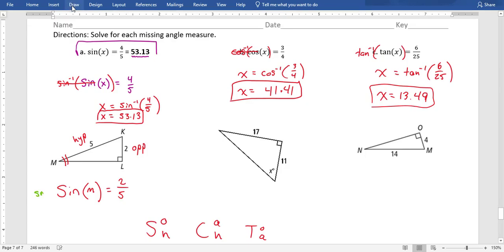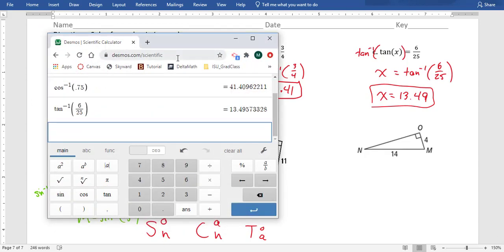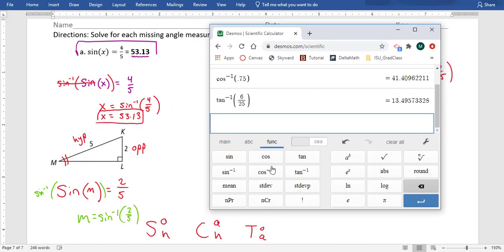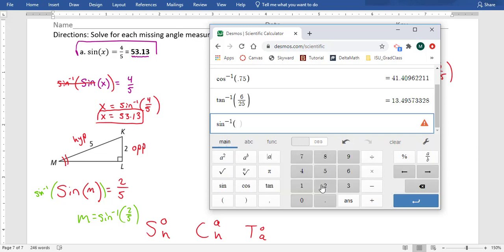Inverse sine. Okay, so I inverse sine both sides. And now I need to type in inverse sine of, let me bring up my calculator. Handy dandy Desmos scientific calculator here. I've got function inverse sine. Make sure I got the -1 up there. I don't want regular sine. I want inverse sine of 2/5.